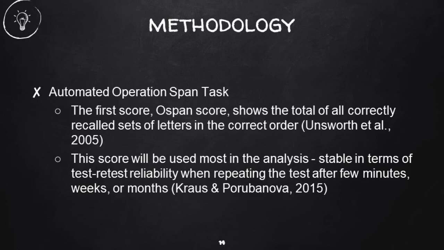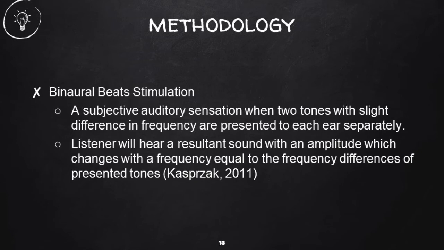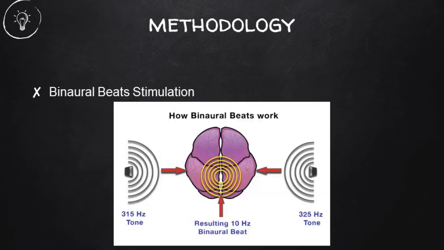Binaural beats is a subjective auditory sensation when two tones with a slight difference in frequency are presented to each ear separately. Hearing binaural beats, a listener will hear a resultant sound with an amplitude which changes with a frequency equal to the frequency difference of the two presented tones. When perceiving two tones with subtle differences between them, the brain will pick up the difference between the two frequencies, and the brain will hear this difference as a binaural beat.